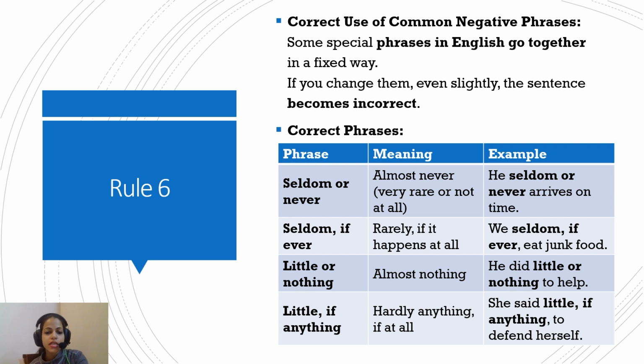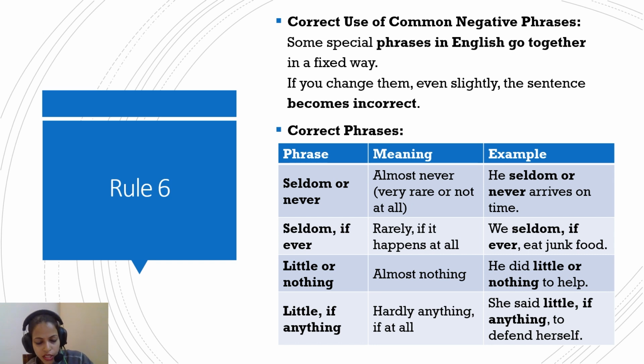So seldom or never. Seldom, if ever. So rarely, if it happens at all. We seldom, if ever, eat junk food. So in the first part, it is more negative, and the second part is slightly positive. So that is the difference. But seldom or never is one phrase. Seldom, if ever, is another. Seldom or ever would be wrong. Seldom, if never would also be wrong. So you have to be mindful of how these phrases are used.